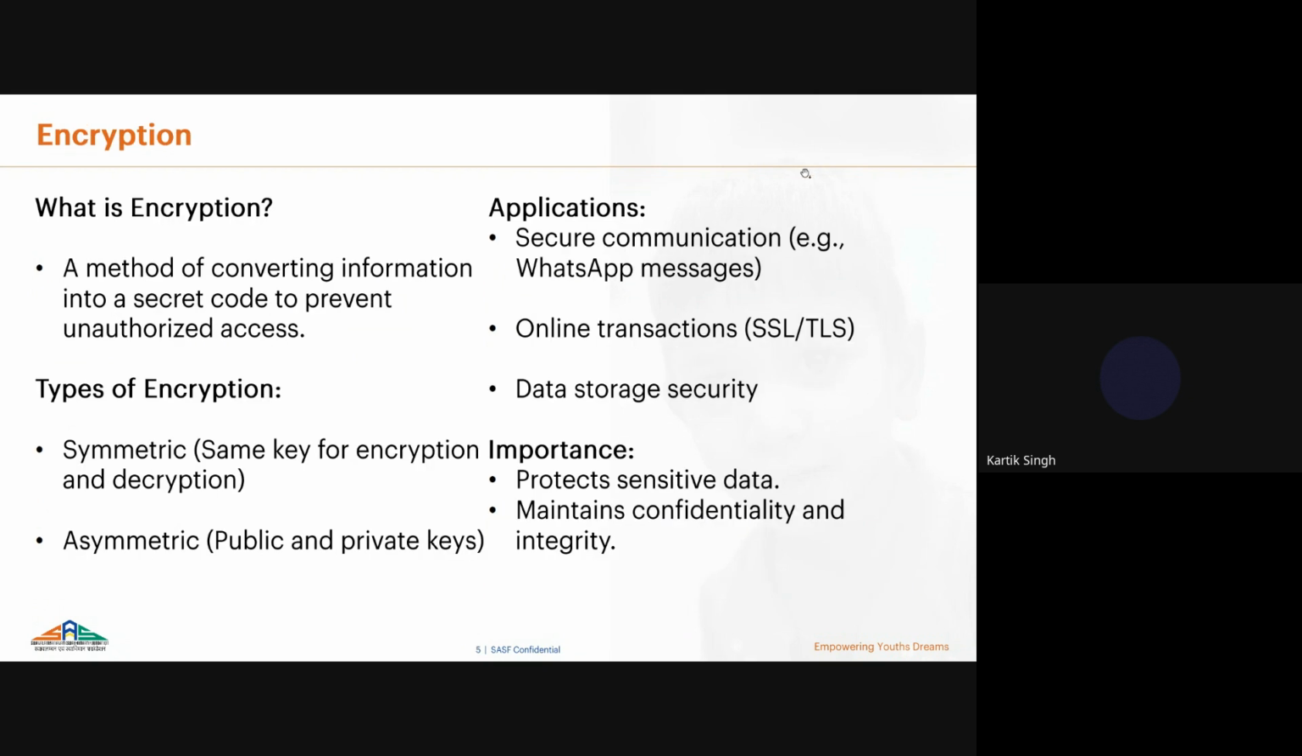Now, what is encryption? Encryption is basically a method of converting information into a secret code to prevent unauthorized access. Now, what do you mean by an unauthorized access or a secret code? We have discussed in previous sessions data interception. Now, data interception or man in the middle attack, how does it occur? The attacker will put himself in the middle of your device and the server, and every traffic or request that is going through that network will be going through the attacker.